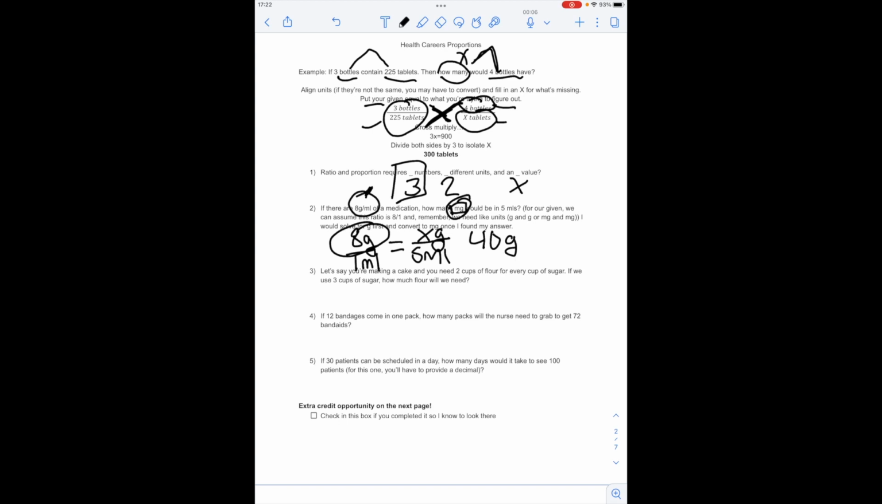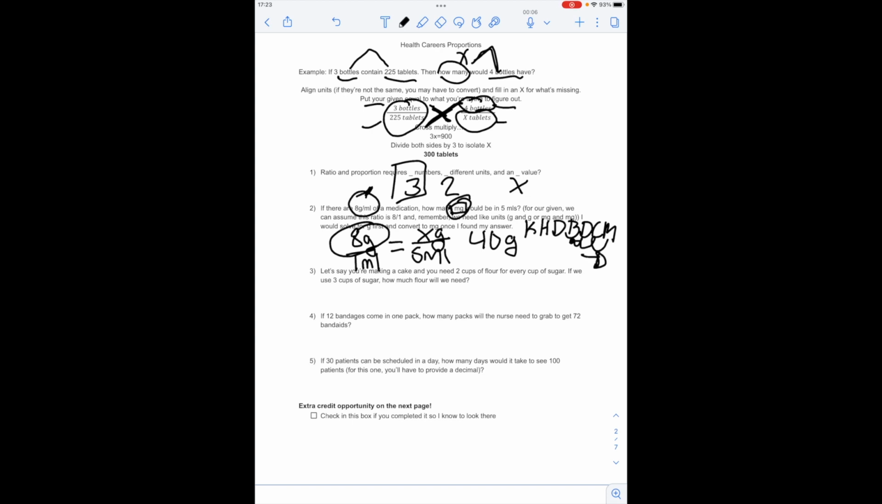So to convert it to milligrams, this is a metric conversion. So I'm going to write out my acronym: King Henry died by drinking chocolate milk. So right now we're going from our base unit of grams to milli. 1, 2, 3. So we moved 3 units to the right.